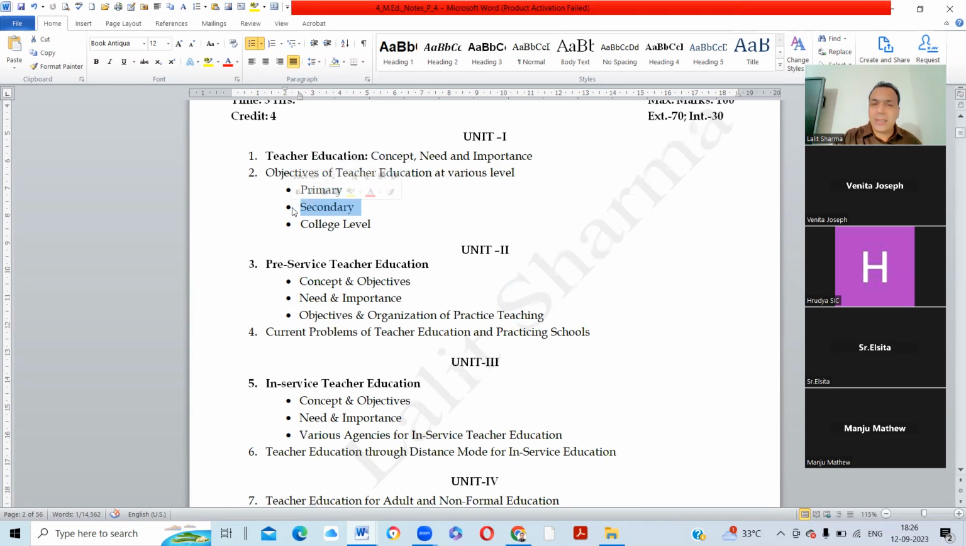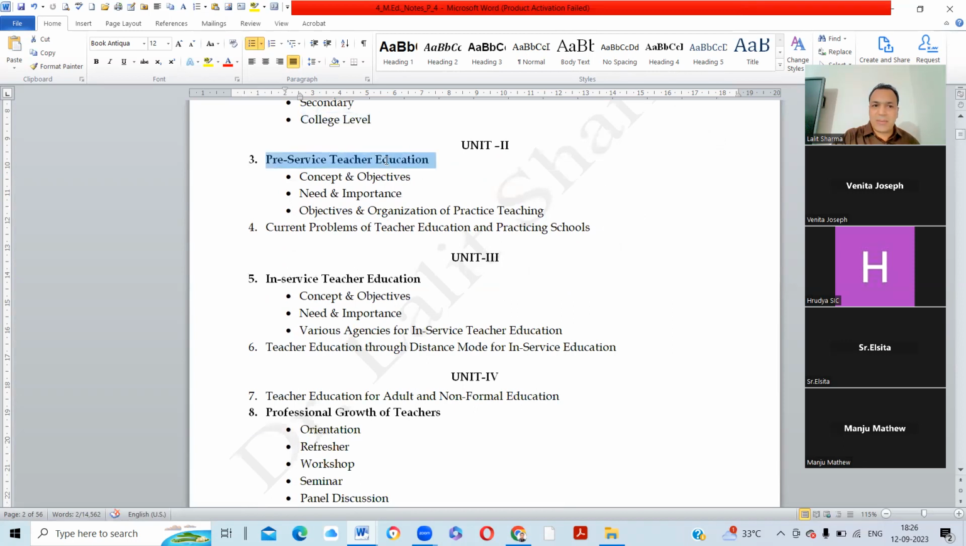Secondary level is 8th, 9th, 10th, 11th, 12th, and college level. So the objectives of teacher education means the objectives of teacher education programs at each level. At the primary level, it is talking about the ETT, Elementary Teacher Training, or JBT, or D.Ed, diploma in education. At the secondary level, it is talking about the B.Ed. College level is higher. What would be the objectives of teacher education?